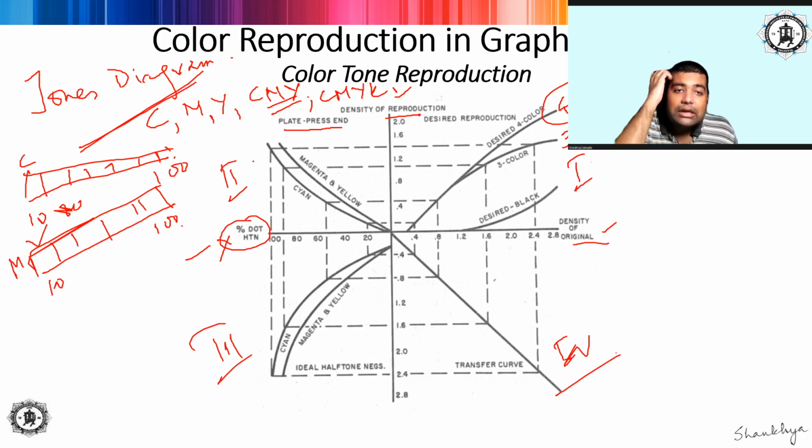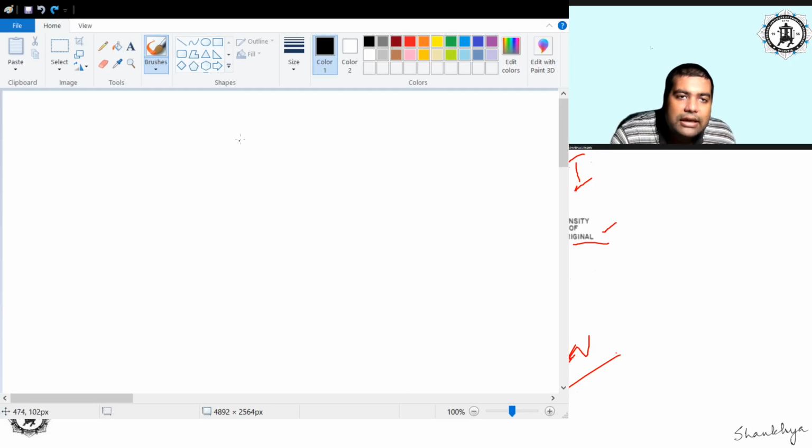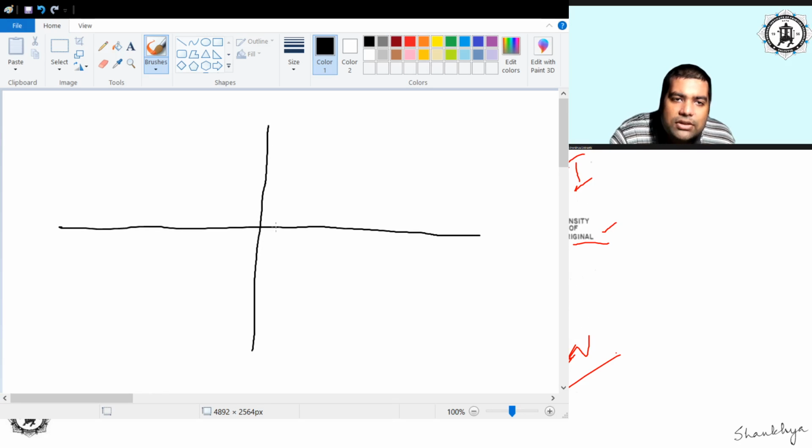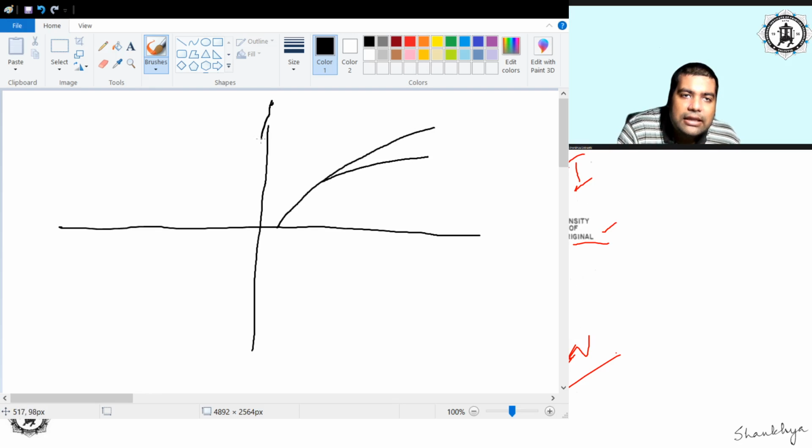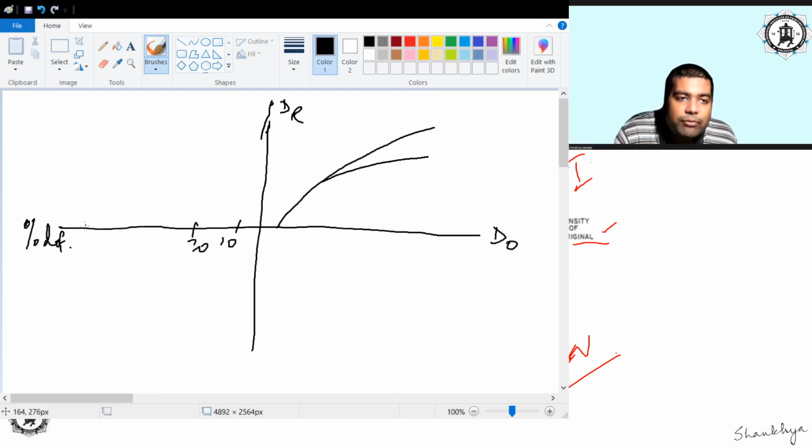Is it understood now? So for example, like this I will not be able to explain very well. Let me draw the entire thing myself, then you will be able to follow. So let me try and draw the entire thing, okay? So this is basically your plotting area. Now what is your four color reproduction? It is something like this, and your three color reproduction is something like this, right? Okay. Now what you have to do is, in this axis you have the density of the reproduction, in this axis you have the density of the original, in this negative x-axis you have the percentage dot, right? So this is basically 10% dot, 20% dot, up to your 100% dot.